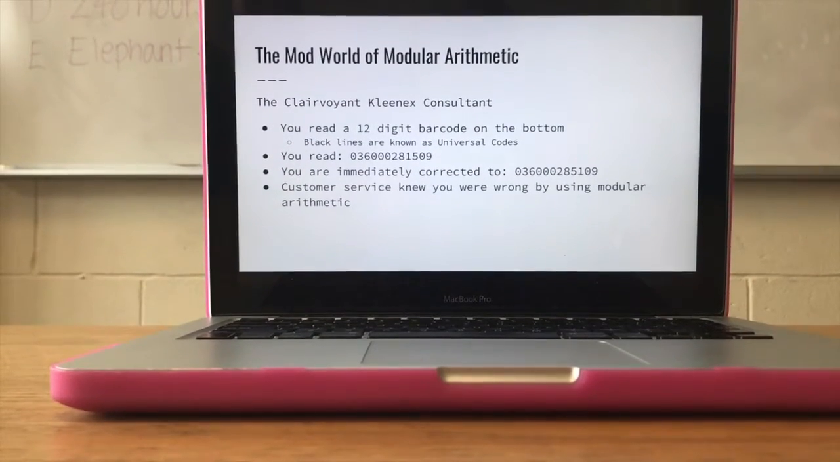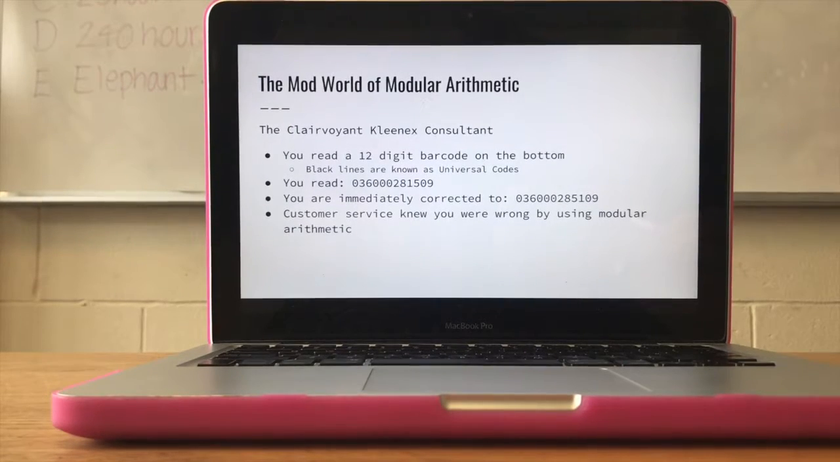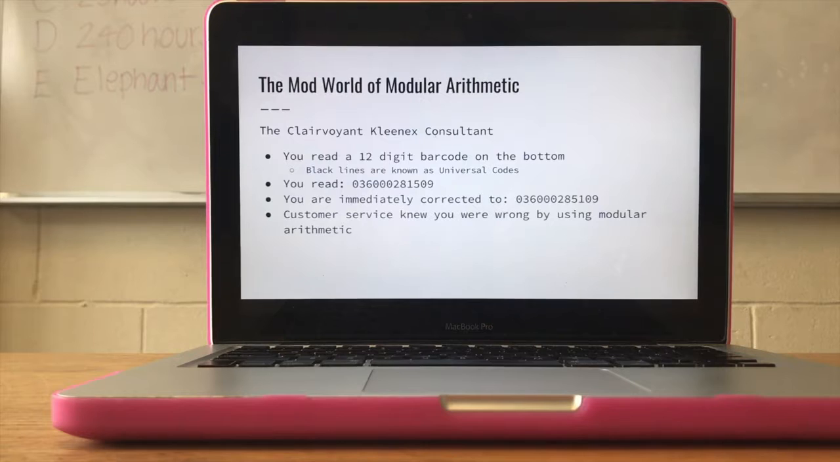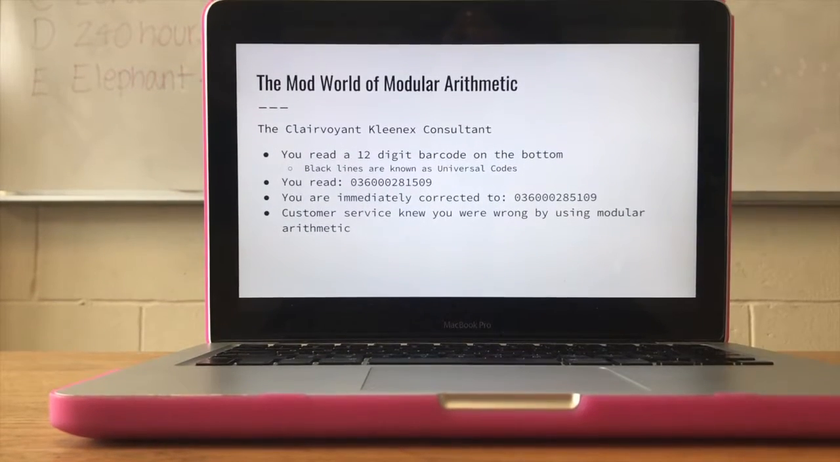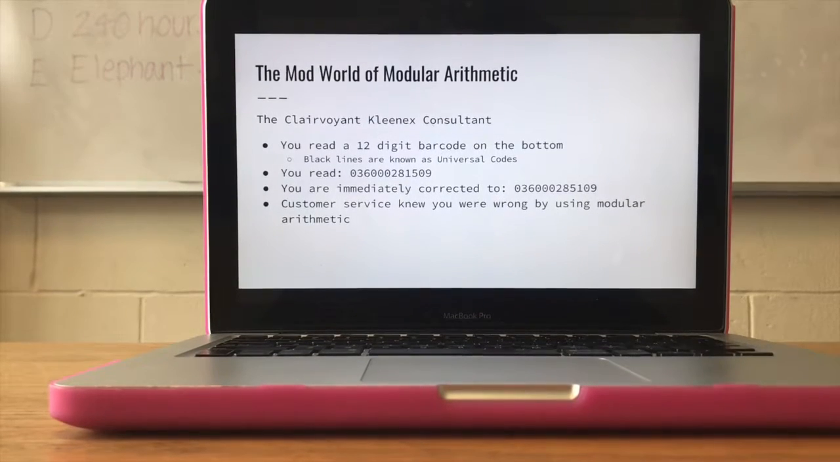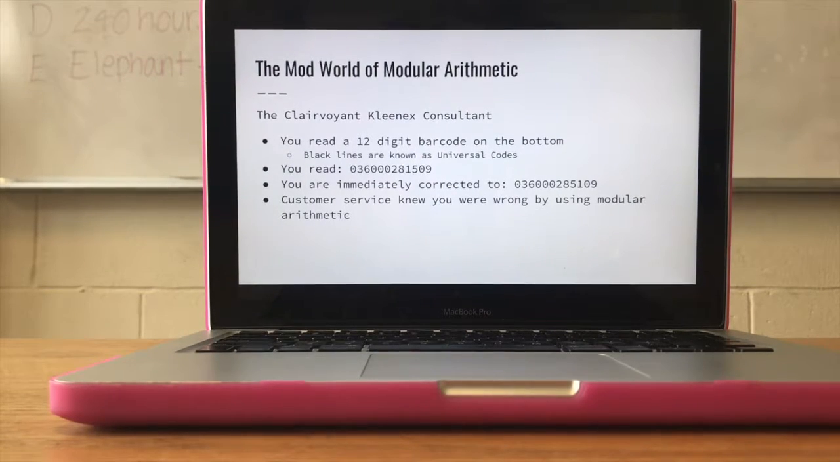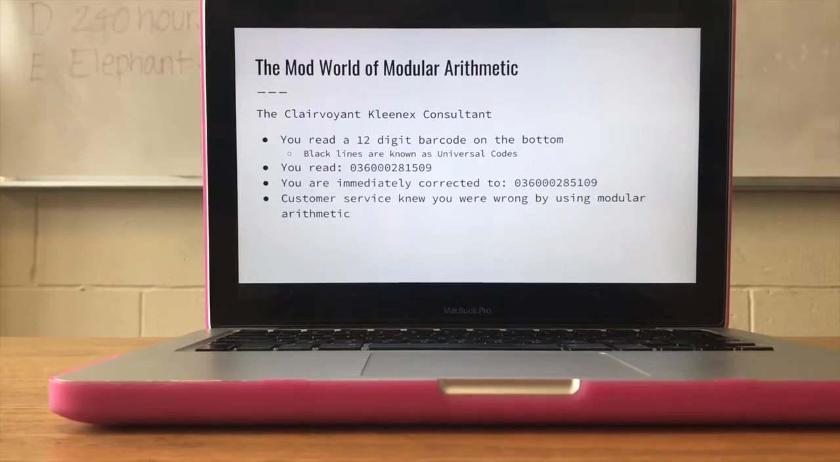The mod world of modular arithmetic. The clairvoyant Kleenex consultant. You read a 12-digit barcode on the bottom corner of a Kleenex box. These barcode lines are also known as universal codes. You read the numbers 03600281509. You are immediately corrected that you had read it wrong and asked to read it again. So the second time you read 03600285109. You notice that you switched the 5 and the 1. The customer service knew you were wrong by using modular arithmetic.